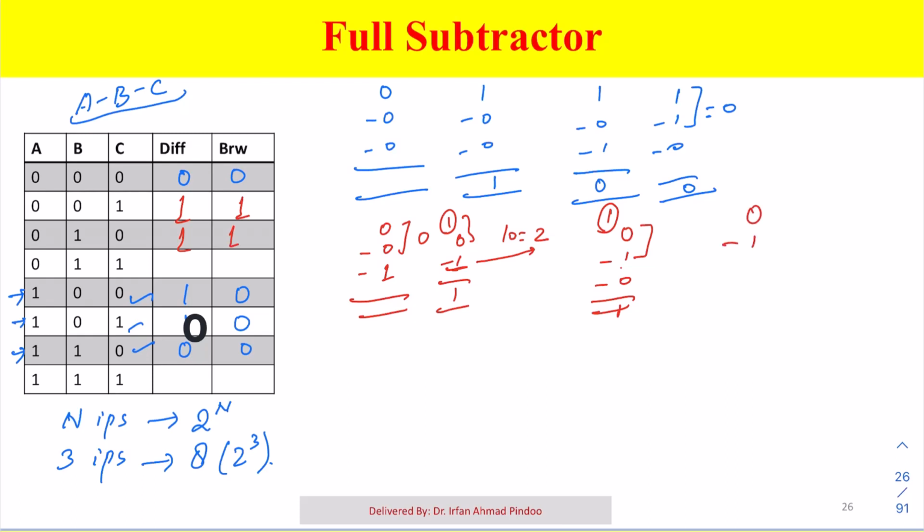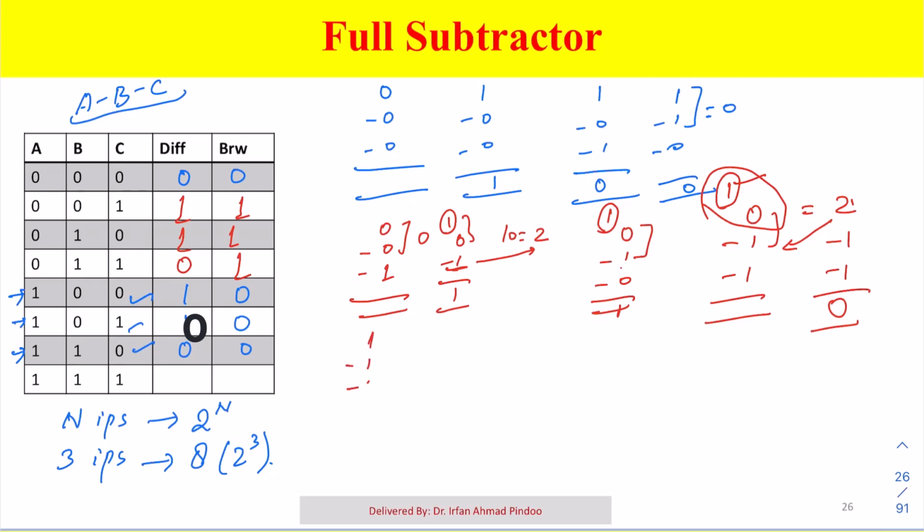Now the next case, 0 minus 1 minus 1, is also interesting. Because 0 minus 1 is not possible in the first stage, you will take a borrow. So the borrow has been taken, and 10 becomes 2. Now the operation is 2 minus 1 minus 1. What is 2 minus 1 minus 1? It is 0, so this value becomes 0. And finally the last one, 1 minus 1 minus 1. 1 minus 1 is 0, then 0 minus 1, because this one is still there. 0 minus 1 we have already covered: it will take a borrow of 1, and 2 minus 1 is 1. So in this way this table has been completed.